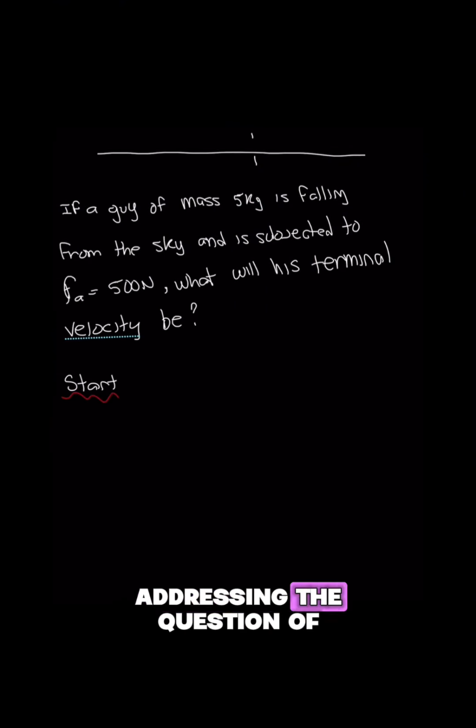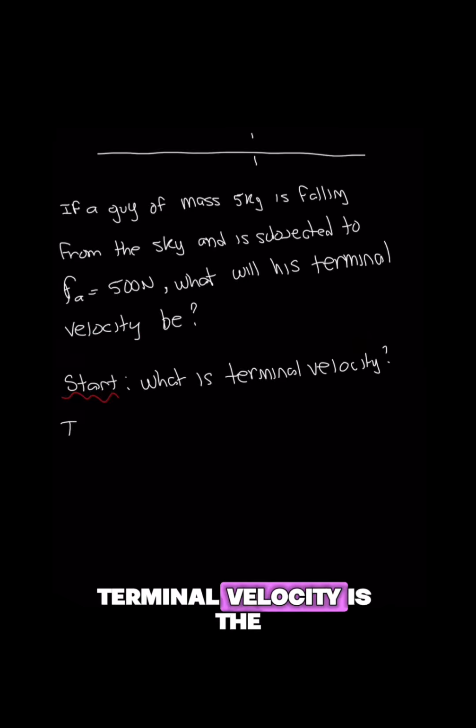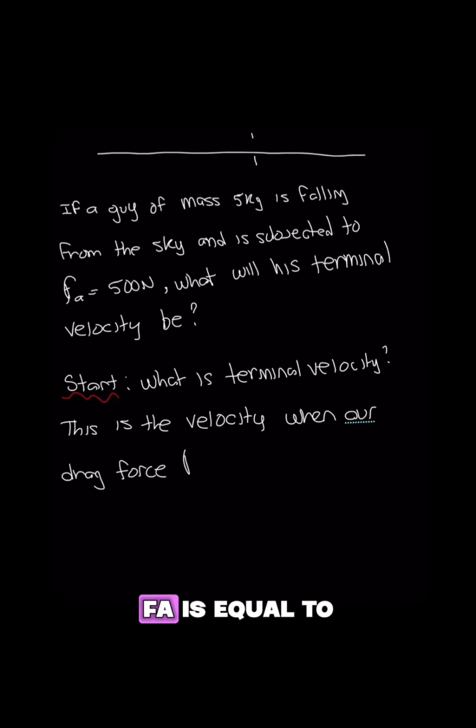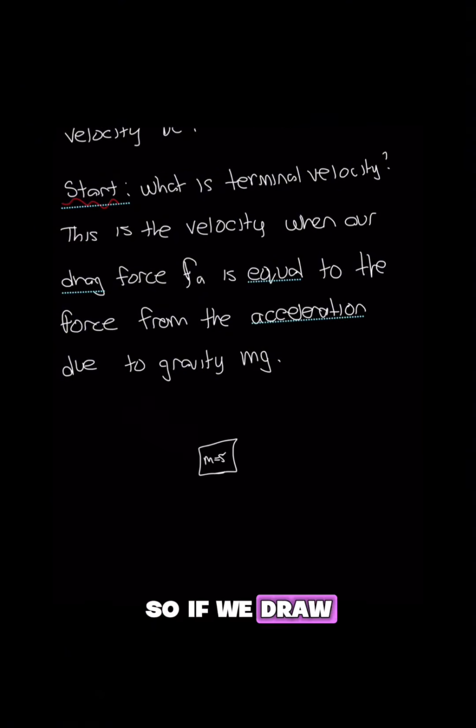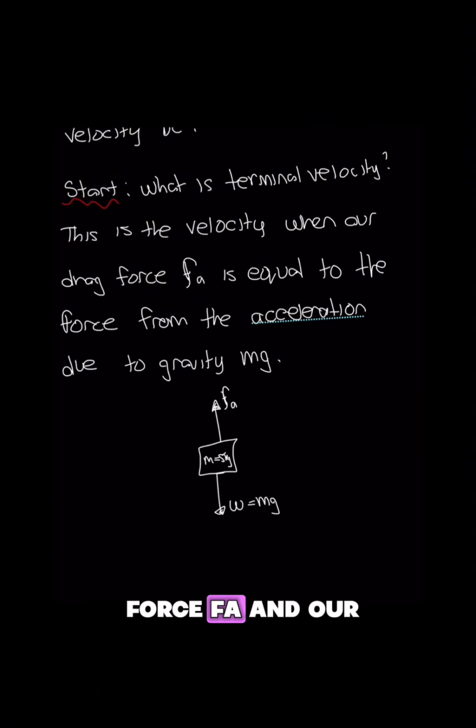So we can start by addressing the question of what is terminal velocity. Terminal velocity is the velocity when our drag force, Fd, is equal to the force from the acceleration due to gravity, mg. So if we draw a diagram here, we have our drag force, Fd, and our force due to gravity, which is the weight force, mg.